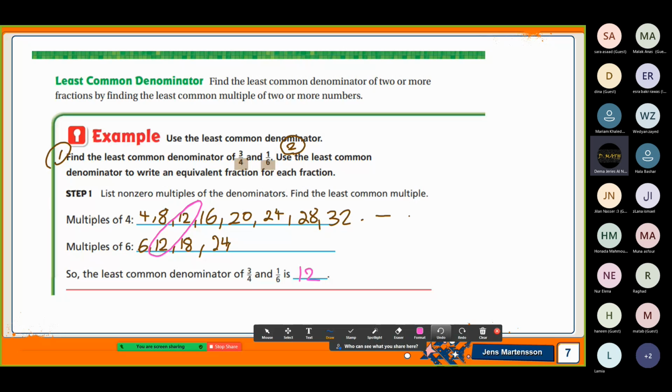12. So I will do the same steps, but now I will choose the least one. Sometimes, if you find one of them that is common, don't continue. I stop here and use the 12.